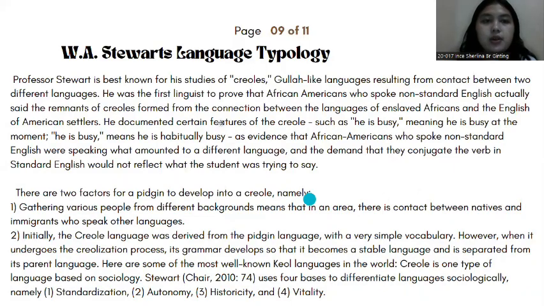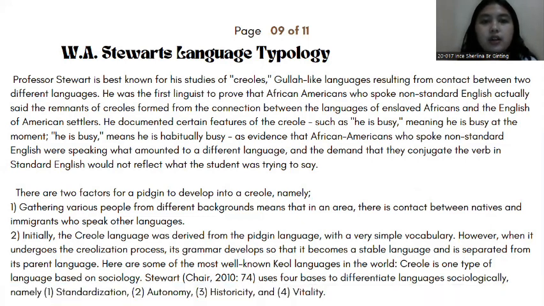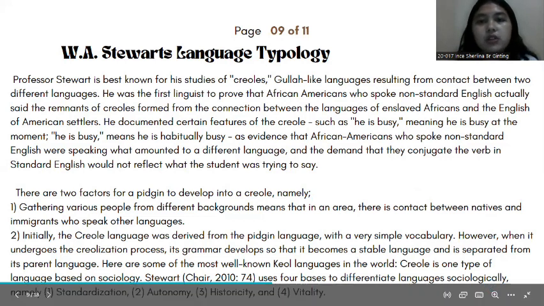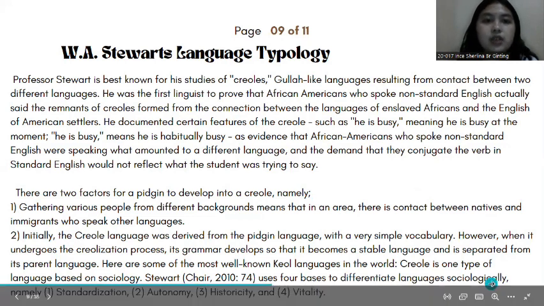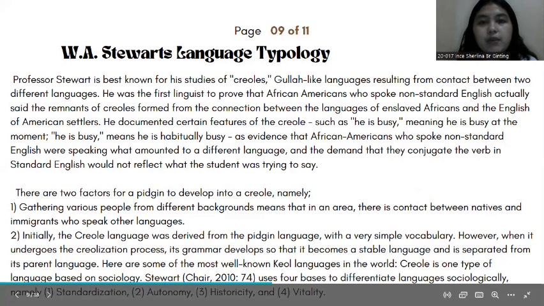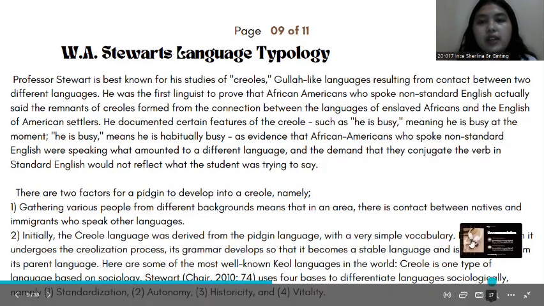And the next is A. Stewart's language typology. Professor Stewart is best known for his studies of Creoles, Gullah-like languages resulting from contact between different languages. He was the first linguist to propose that African Americans who speak non-standard English actually retain remains of Creole, showing the connection between African languages and the English of American settlers.